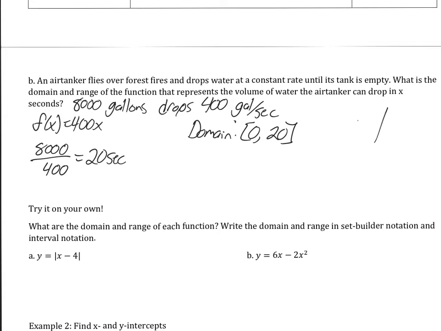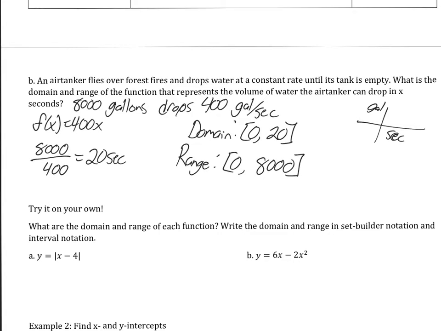So we have seconds on the side. What do you think my y value should be? Well, what other type of number do I know? Well, I know my gallons. So I'm going to say my y value is my gallons. So my range. What do you think is the smallest amount that the tanker could hold? Well, it would be 0. So I'm going to put a bracket because it can be 0. So from 0 to, how much does it hold when it's fully full? 8,000.